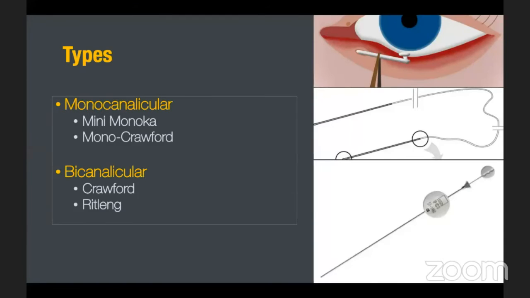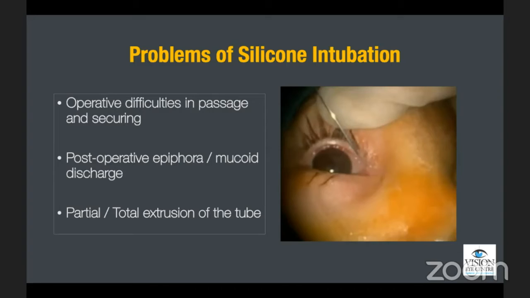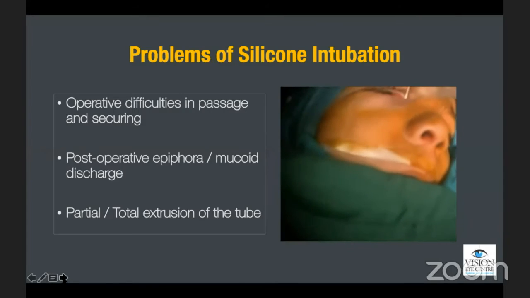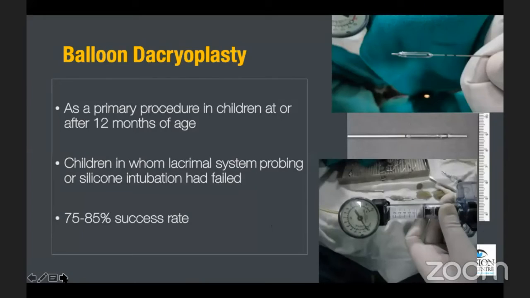Now, intubation can be monocanalicular or bicanalicular. Most commonly, a Mini Monoka is used or a Rittling procedure is done, again, under visualization. It's usually done for failed probing and can be done along with the DCR as well. The problems you may face are securing a passage, having discharge postoperatively, and extrusion of the tube. So with respect to monocanalicular versus bicanalicular, they have been pretty similar in their success and dislocation rates. So you can opt for either.